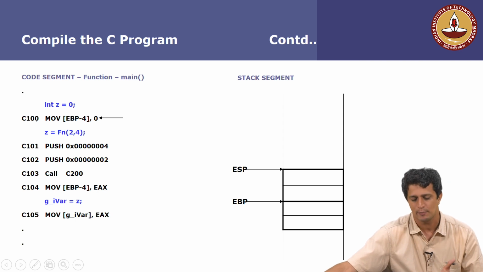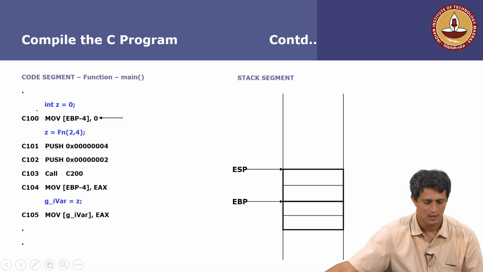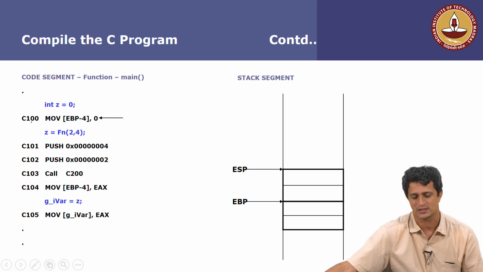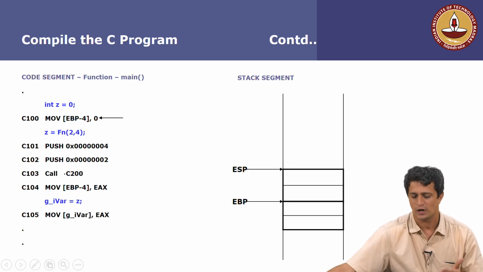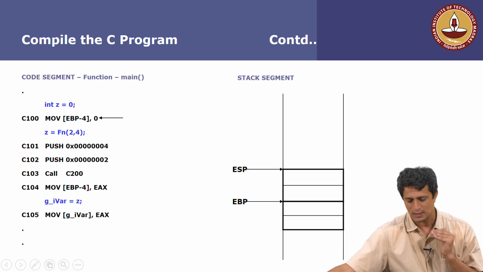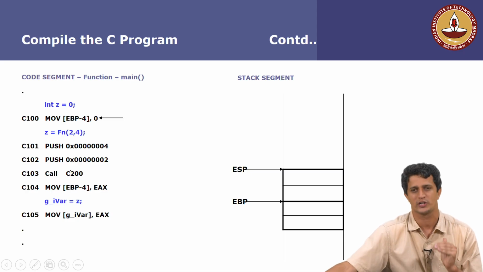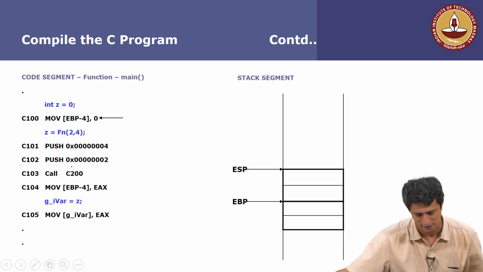I just need a label in order for me to refer to certain addresses. So, I am assuming that the move EBP minus 4 contents of, comma, 0 is at C100, then there is C101 where I am doing the push, C102 is again the push of the second function parameter, and then I am calling the function fn, which I am assuming sits in C200, again an arbitrary address.